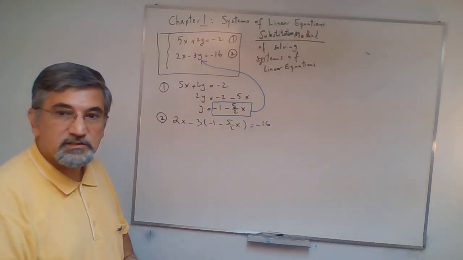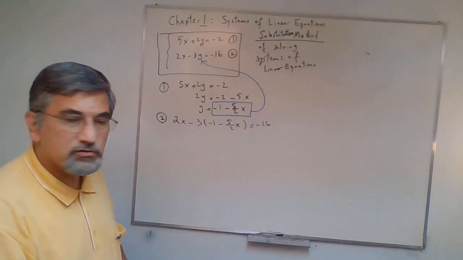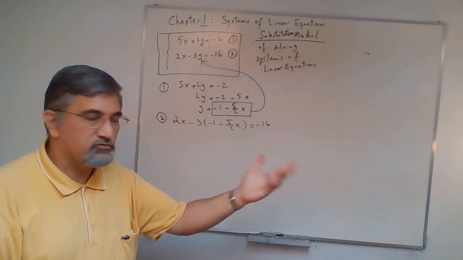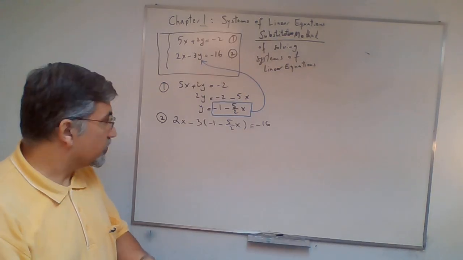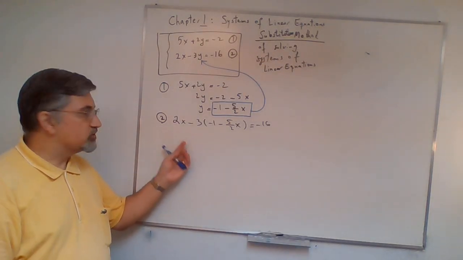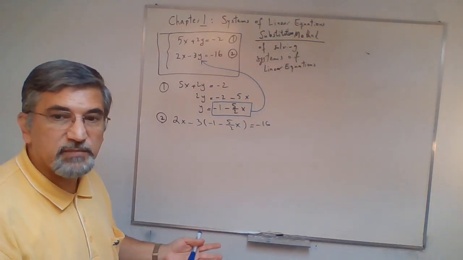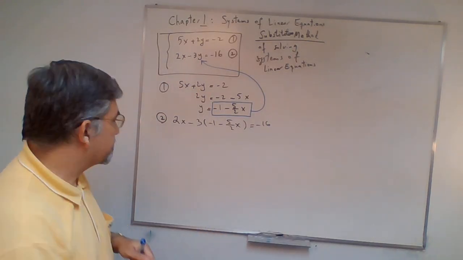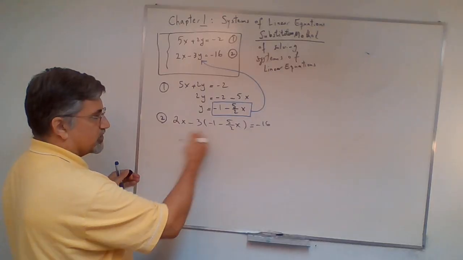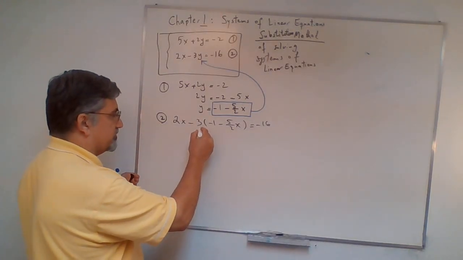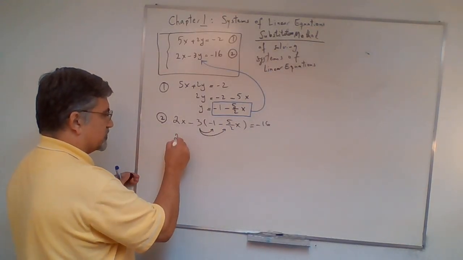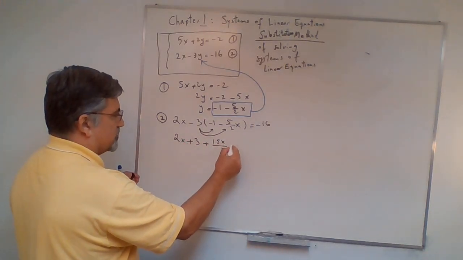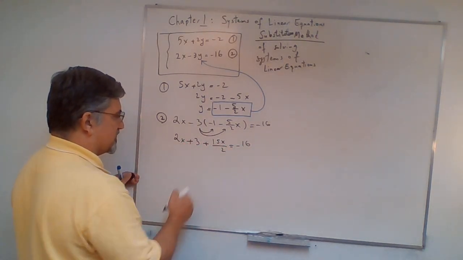So you see, by this beautiful method of substitution, we could end up with one equation and one unknown that any grade 7, 8 student can solve. So now the rest is just solving this equation, finding x, basically. The substitution part is finished. So let's see if we can apply the distributive law here. You know that from before: 2x plus 3 plus 15x over 2 equals negative 16.